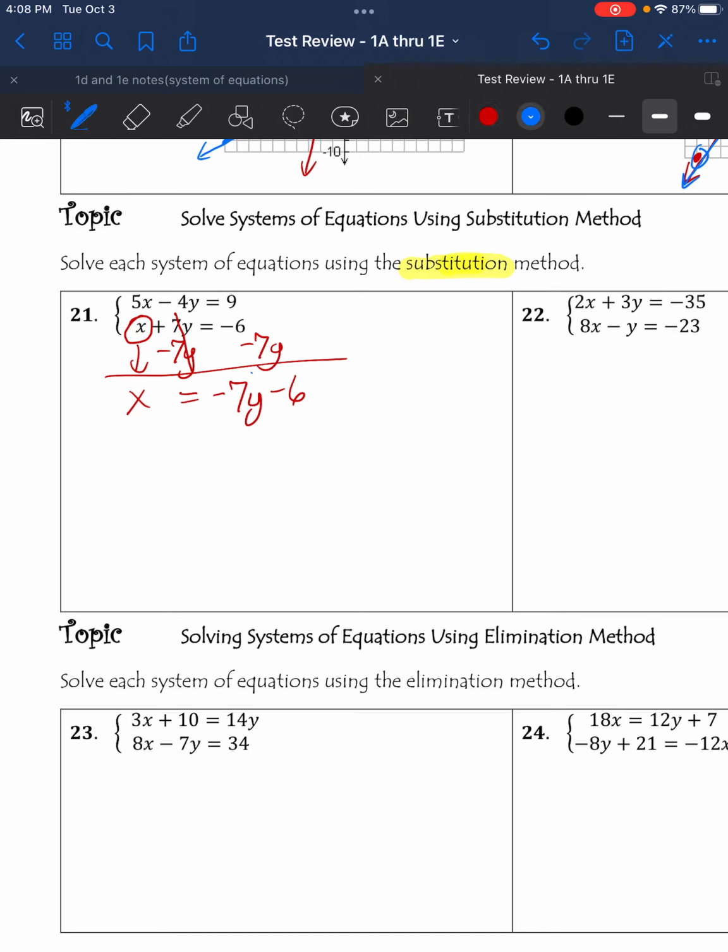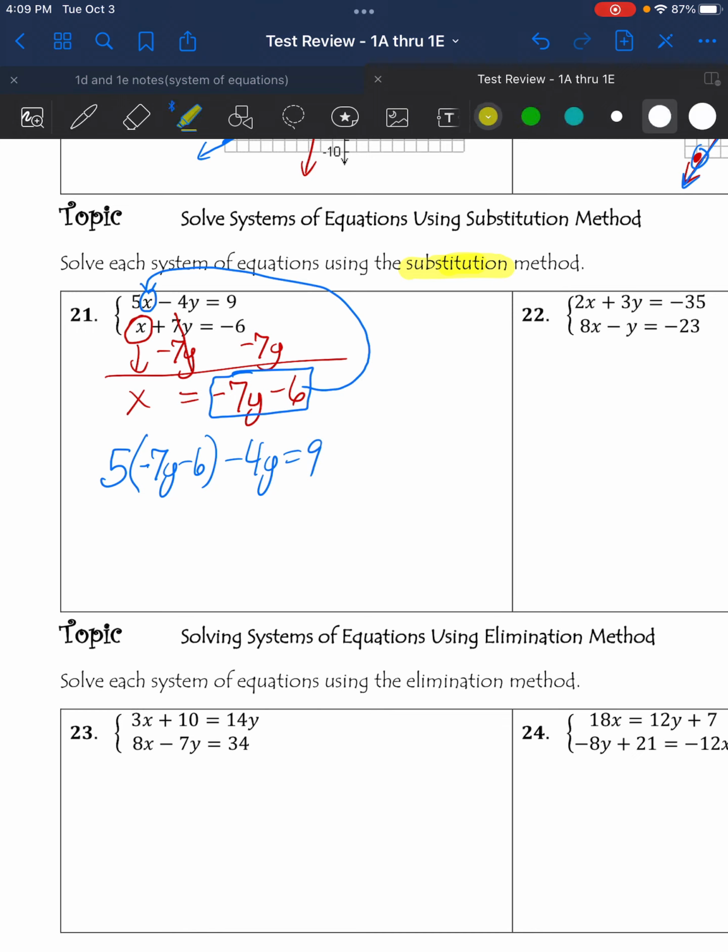So now I have x equals negative 7y minus 6. I'm going to replace that x value in the first equation with negative 7y minus 6. So it's 5 times x, so it's 5 times negative 7y minus 6, subtract 4y equals 9. Make sure to put in parentheses. So 5 times (negative 7y minus 6), subtract 4y equals 9. All right, now we can solve for the y.